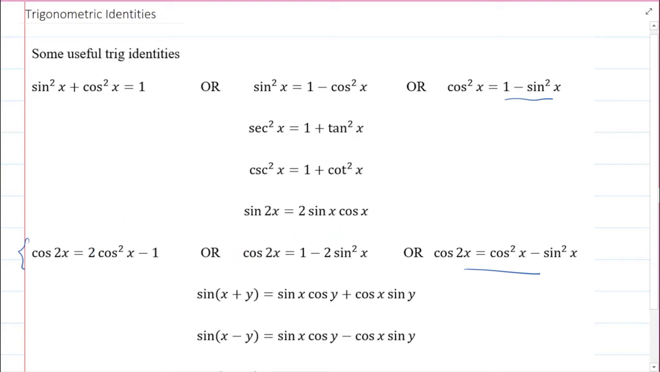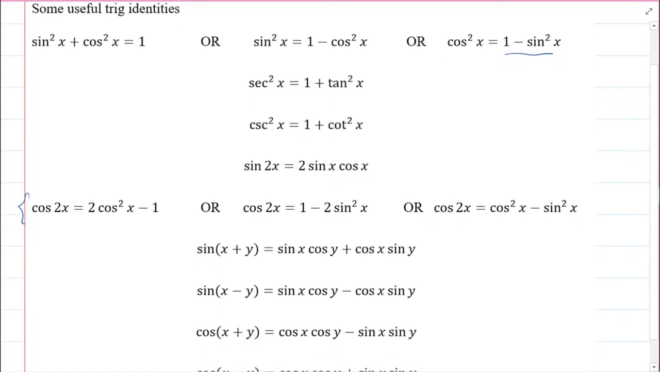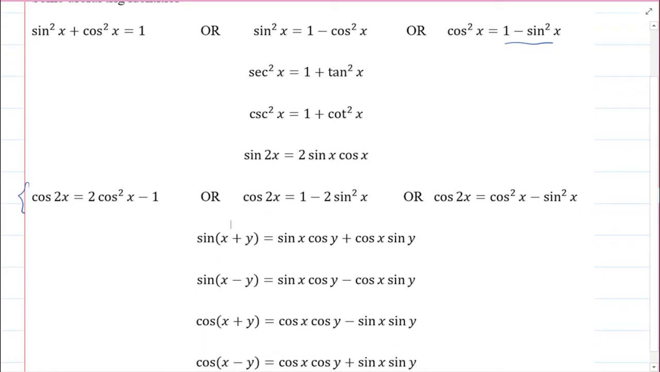Depending on the problem that you're solving, you might want to use one of these only. Obviously, if you need only sine in your answer, you're going to go with this one. If you need cosine, you can go with this one. And if you need both of them, then you will go with the last one.